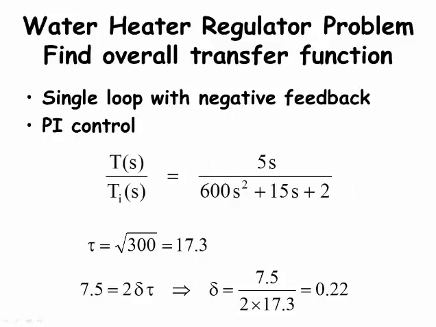We can do the same with the regulator problem, and we get the regulator problem transfer function using PI control is 5 times s over 600 times s squared plus 15 times s plus 2. You will notice that the denominator is the same. This means that the delta value for the second order response is again 0.22.